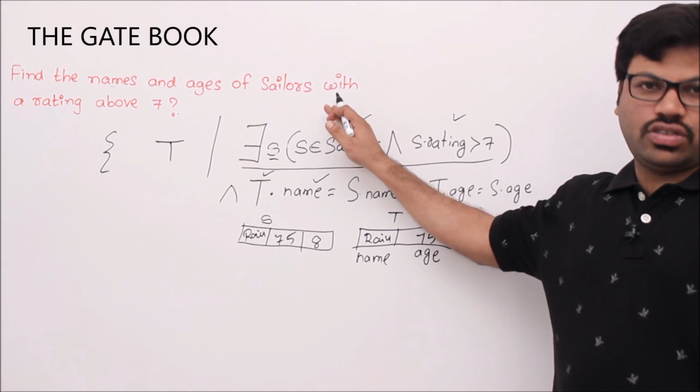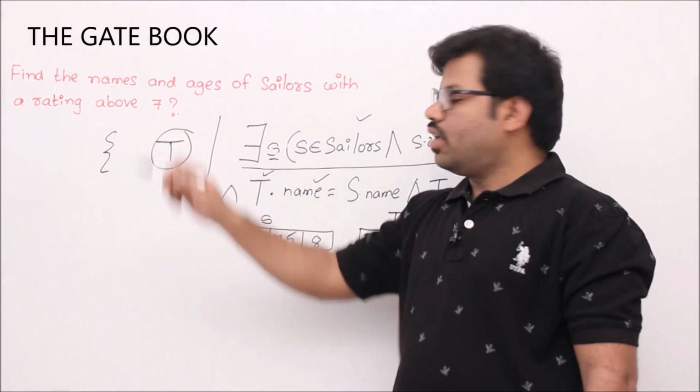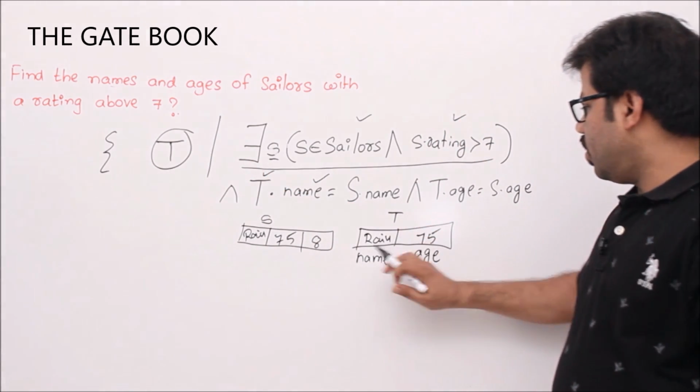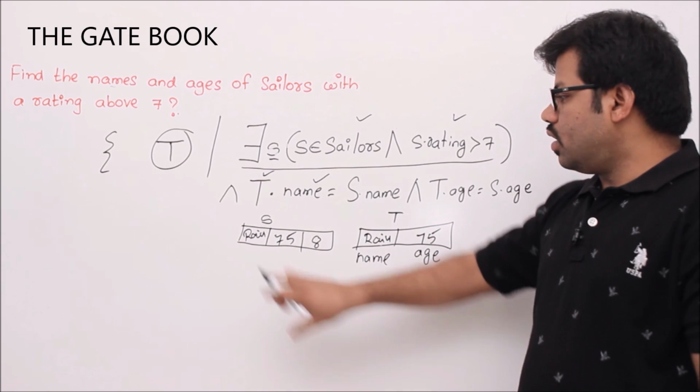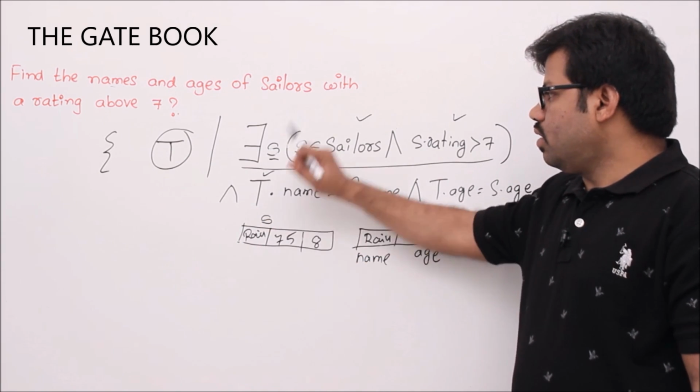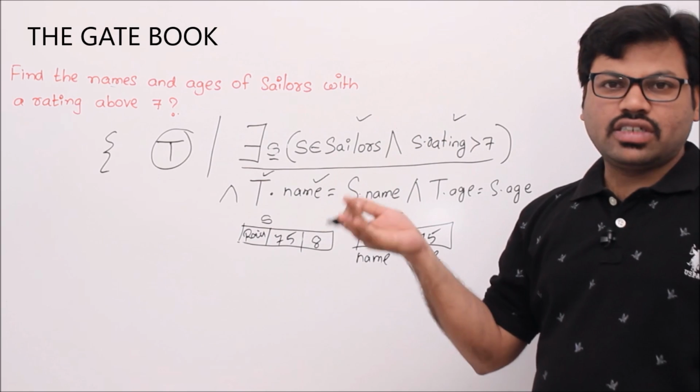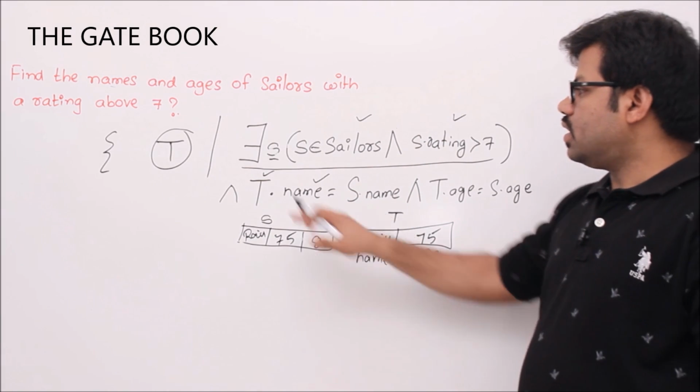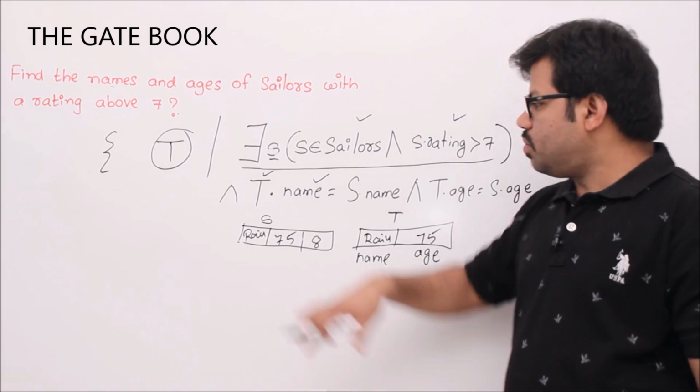If the entire formula is true, then we are printing t. Then what does t contain at that time? Raju, 75. Of course, this is some part of the sailor whose rating is greater than 7. That's easy to understand, correct? So this is the way from now onwards we write the query. So this part is easy.